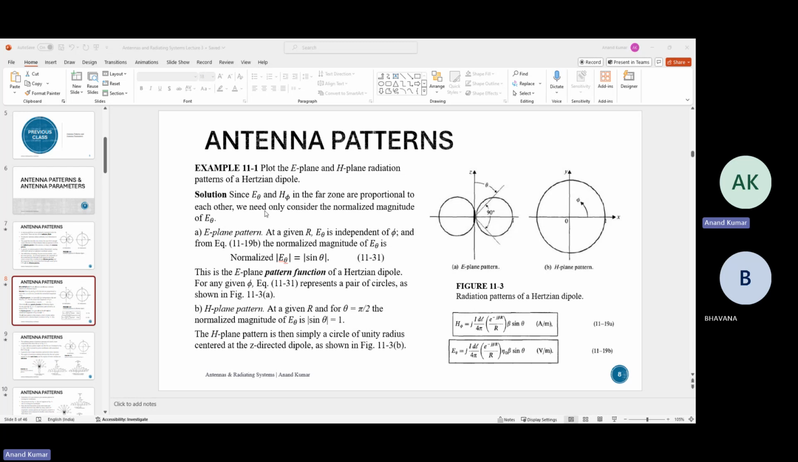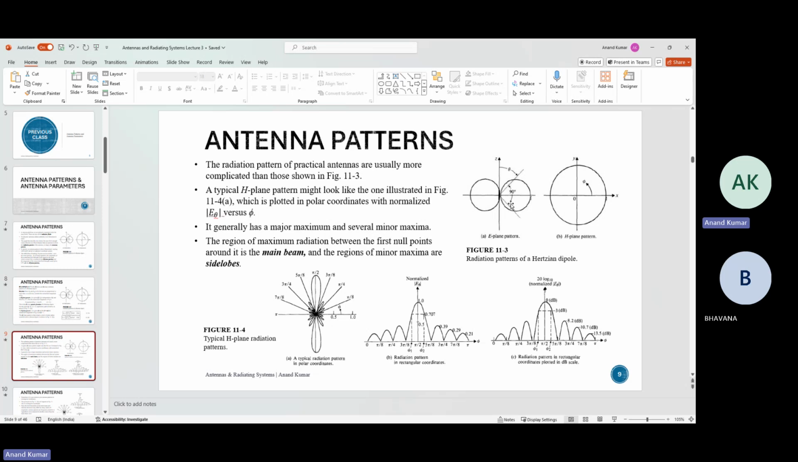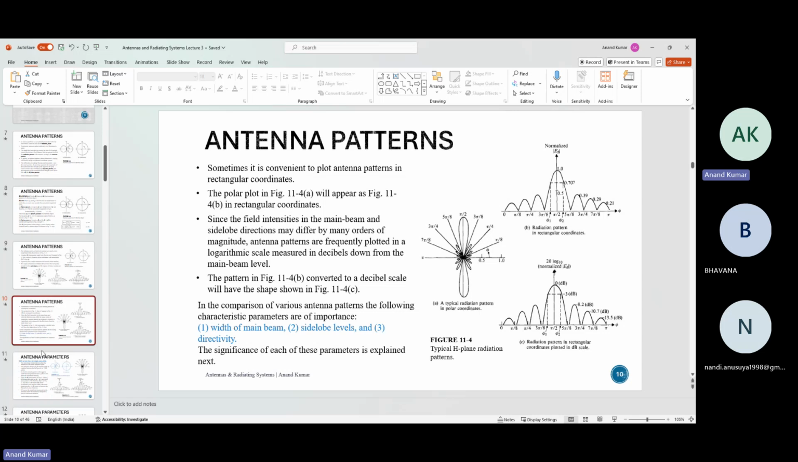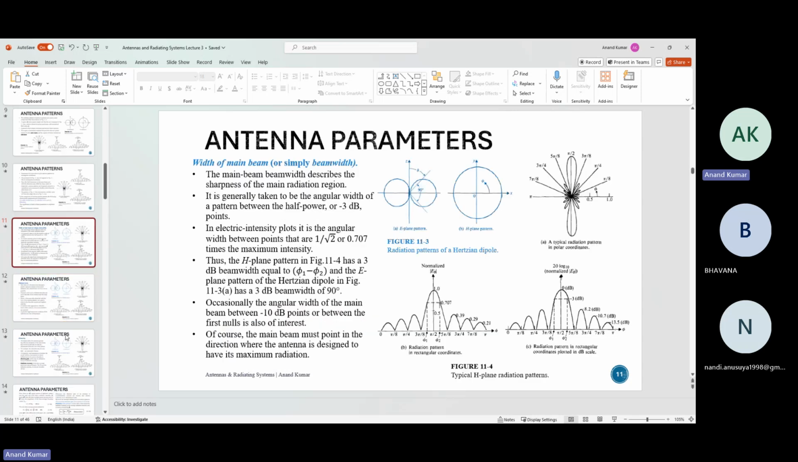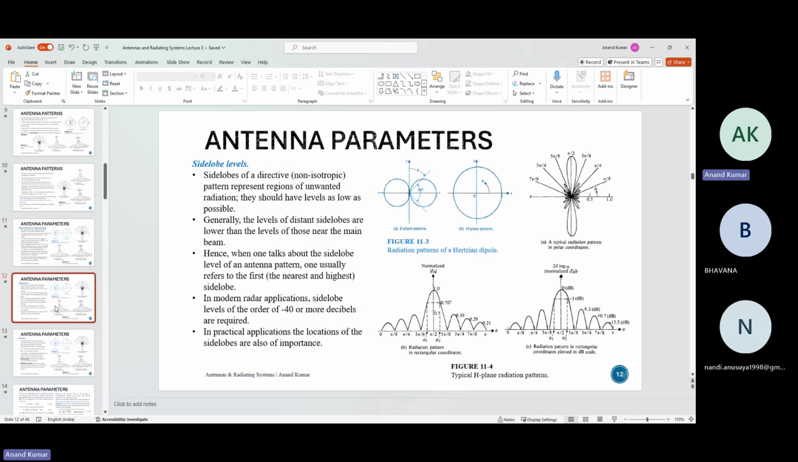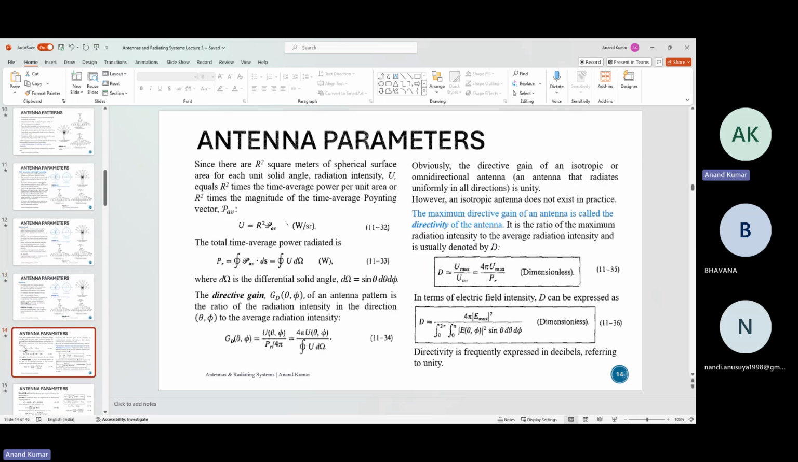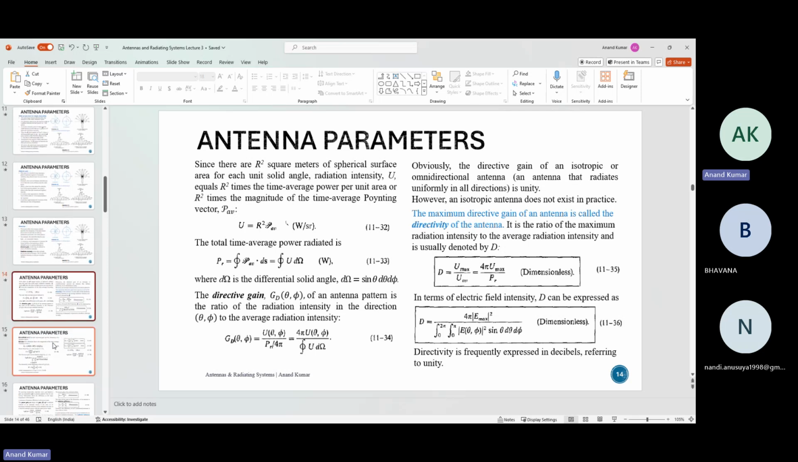Meanwhile, we'll just go over the material from the last class. We're looking at the patterns and parameters. We looked at the radiation pattern for a Hertzian dipole, a realistic dipole. We looked at the polar plots, the rectangular coordinate plots. We discussed some more things in detail, like the beam width, the side lobe levels, the directivity, and basically we quantified them using expressions.